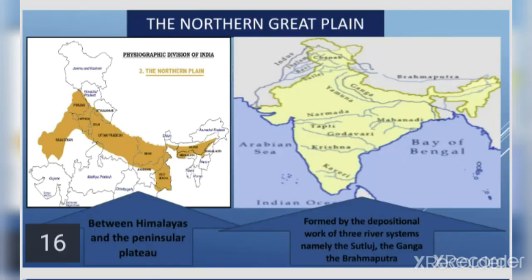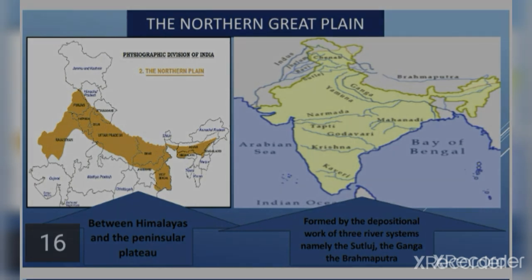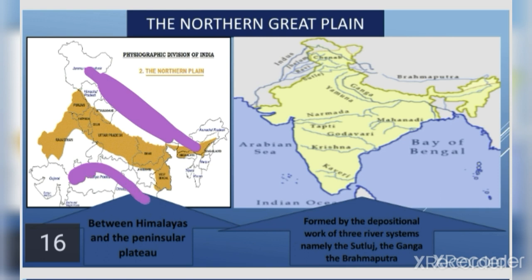The next physical feature of India is the northern Great Plains. It lies between the Himalayas and the peninsular plateau. The northern plains, which we are seeing yellow in color in the map, this is the northern Great Plains.